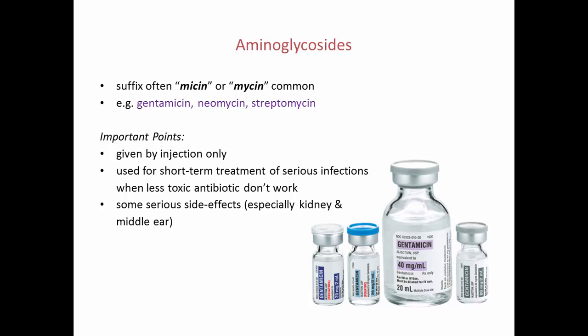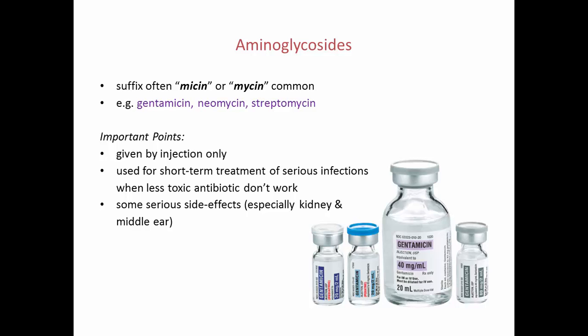Another family of antibiotic drugs are the aminoglycosides. They often end in mycin or micin, so for example streptomycin or gentamicin or neomycin. These drugs have to be given by injection, and they have very serious side effects. They can cause toxicity in the kidney. They can cause hearing loss, vertigo.